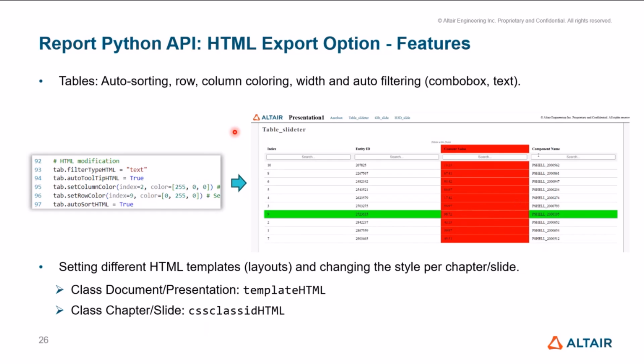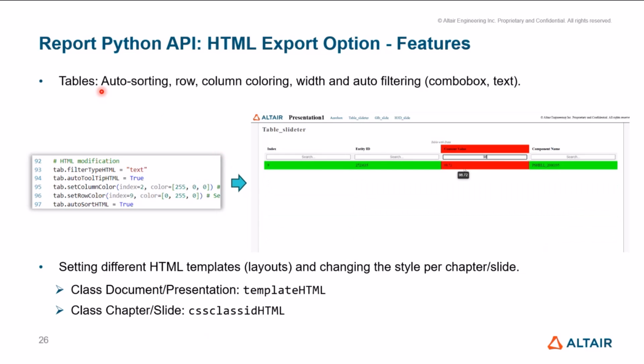We can use them without having to change anything. We have some new APIs specifically for HTML. In the case of tables, we have APIs that permit us to filter, color the rows, change the width of the tables, auto sort, and we can also have our custom template for HTML. And of course, for each chapter or slide, we can have our CSS class, our CSS style.